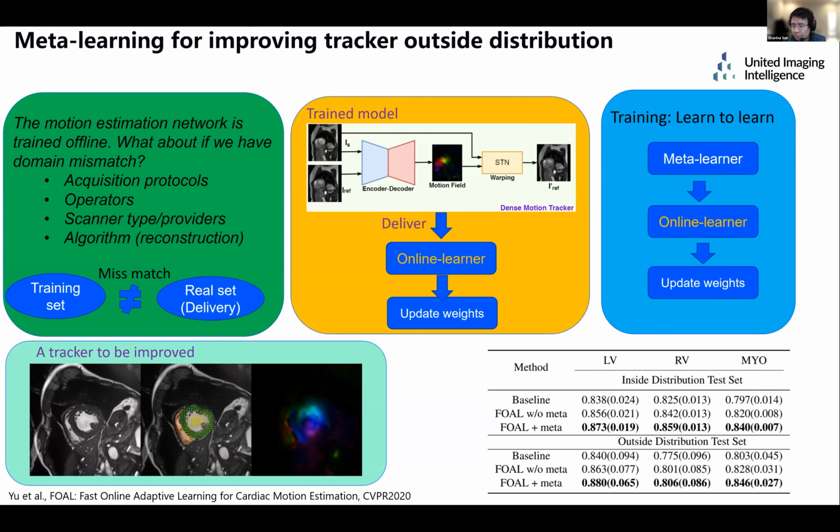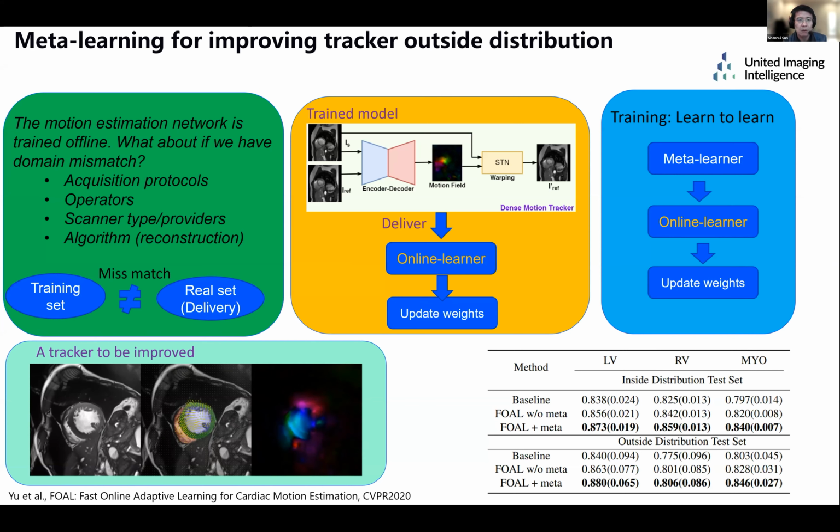The scanners can come from different vendors, and the vendors utilize their own reconstruction algorithms. The algorithms can be very different, and we could utilize either fully sampled data, parallel imaging, a CS-based method, or a deep learning-based method. Once we find those mismatches, we will see the performance drop on the delivered data.